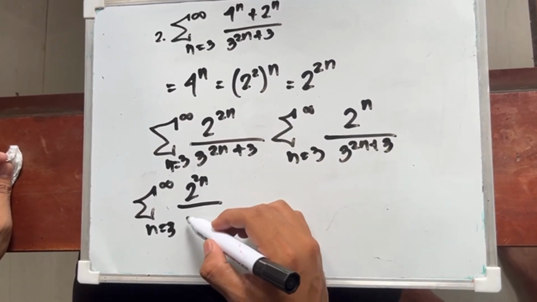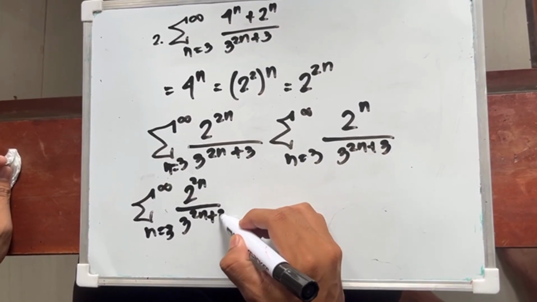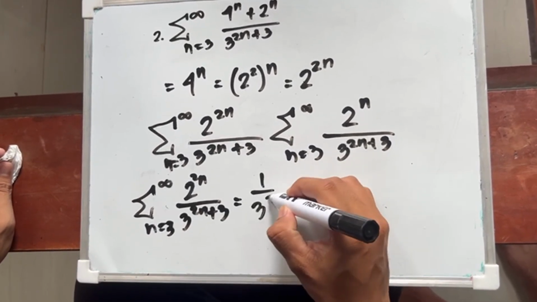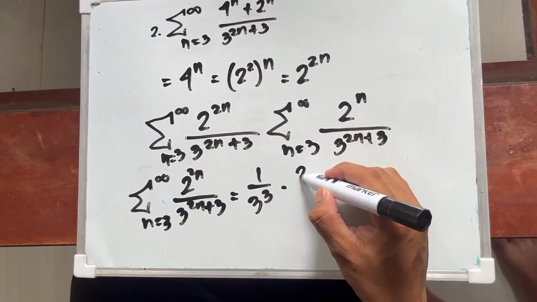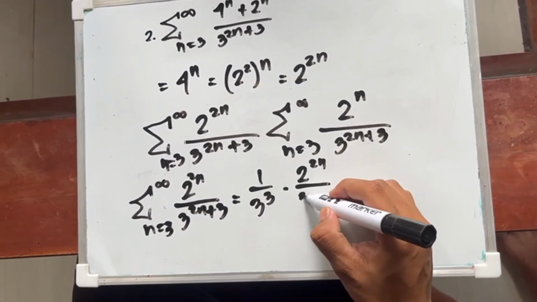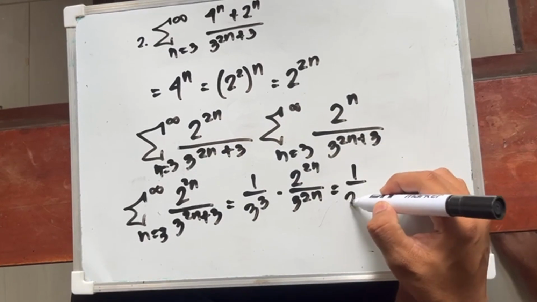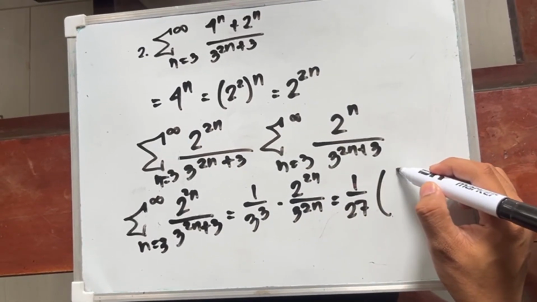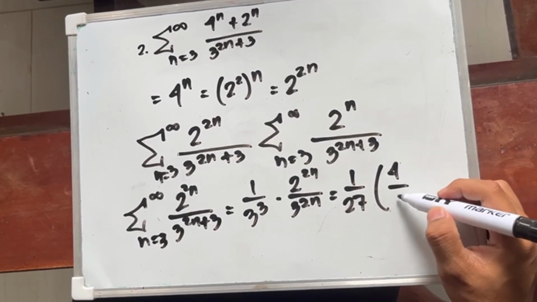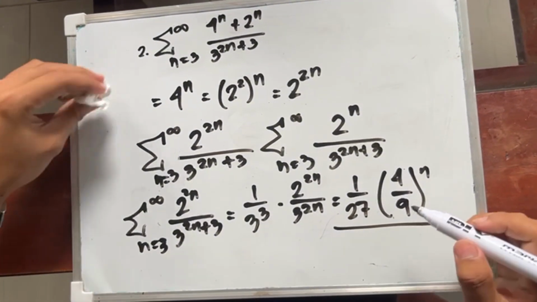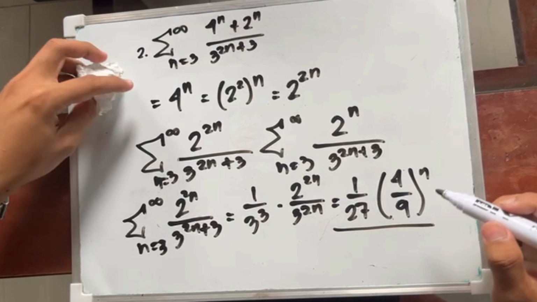Copy that. And let's factor out 2. So we have the same 2 raised to n over 3 raised to 2n, which equals 1 over 27 times 4 over 9 raised to n. Let's look at the first series. This is a geometric series where the first term is a equals 4 over 9 to the power of 3 and the common ratio is r equals 4 over 9. Since r less than 1, this series converges.